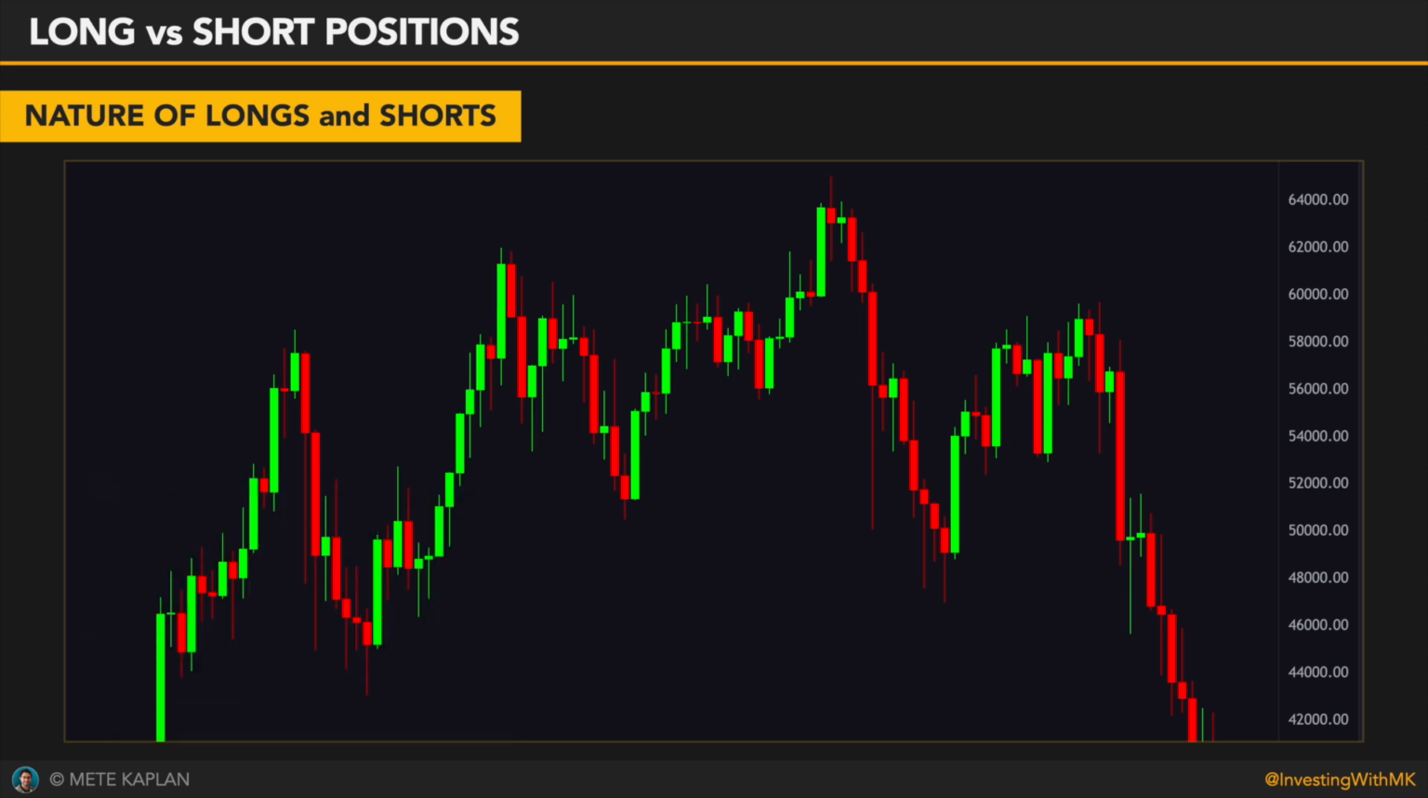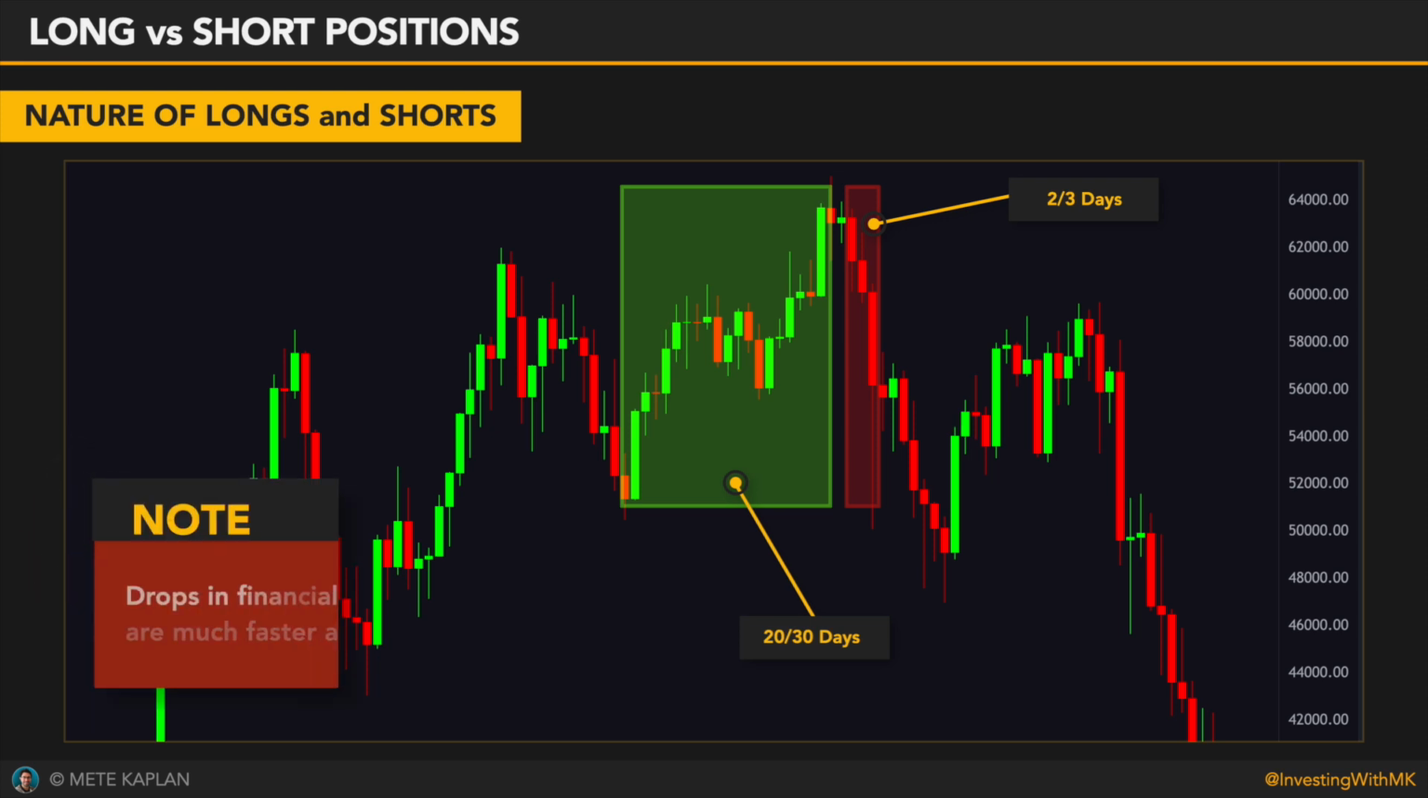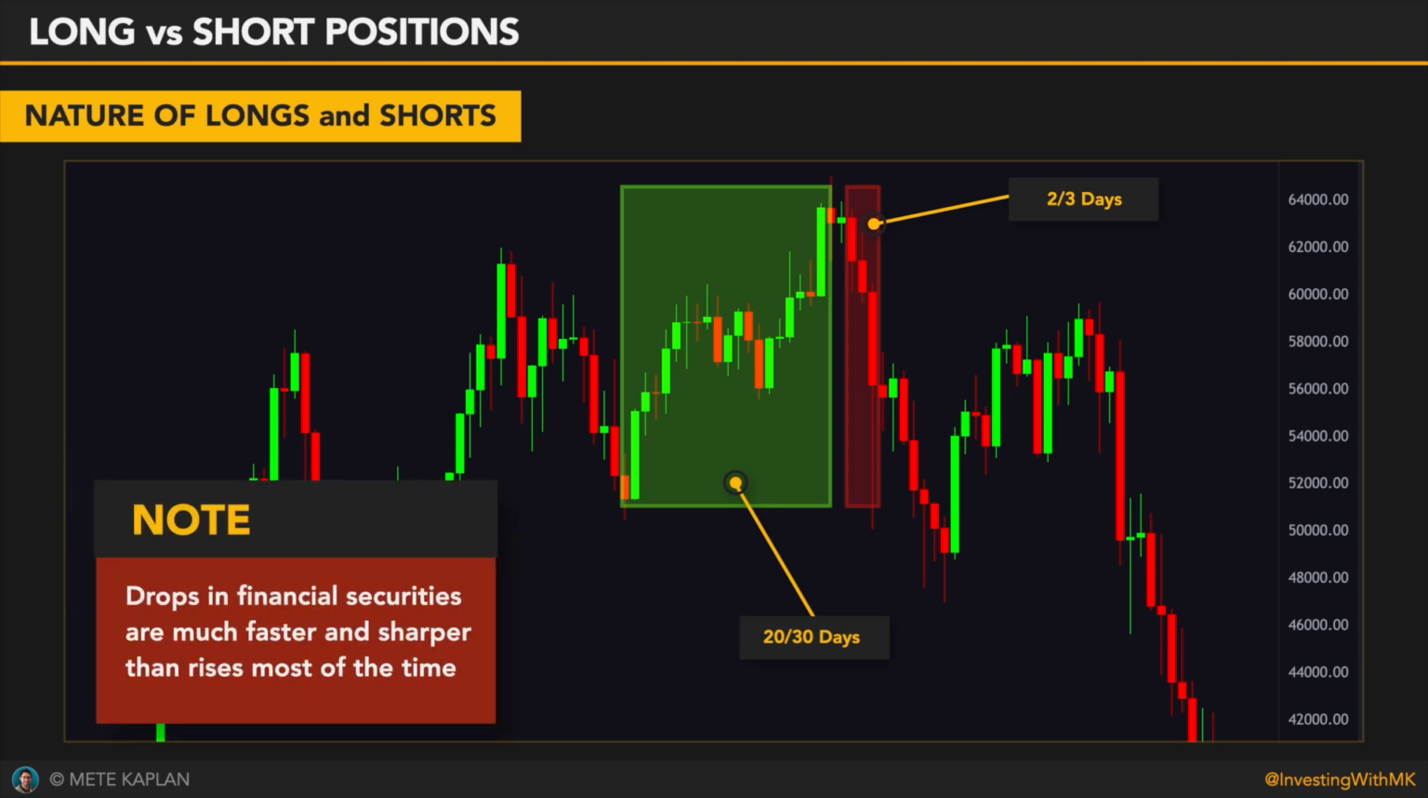As you can see in this Bitcoin chart, it took around 1 month for the price to reach from around 50,000 to 60,000. But it took like 2-3 days to go back to 50,000. What I would like to say is that drops in financial securities are much faster and sharper than rises generally. This is not a universal rule, and it won't happen all the time.